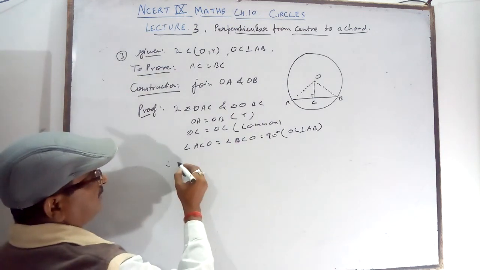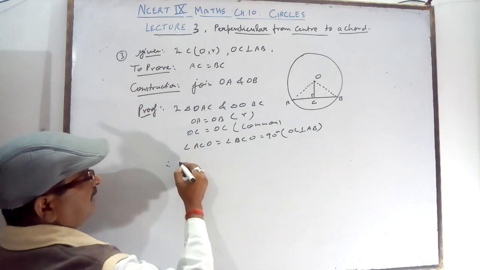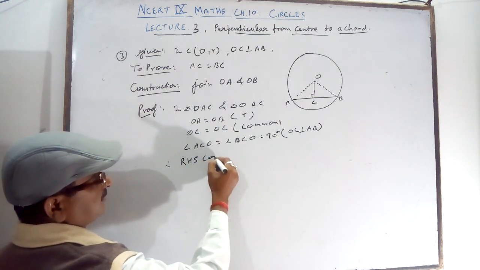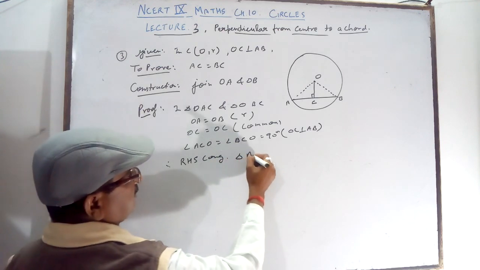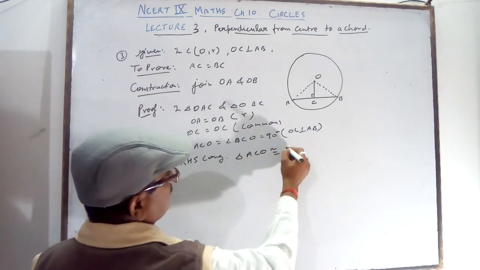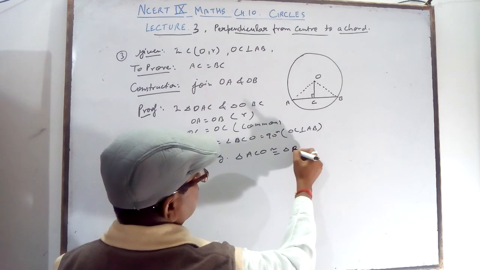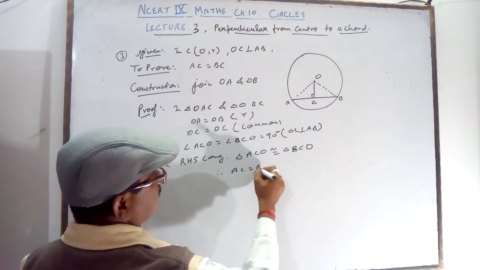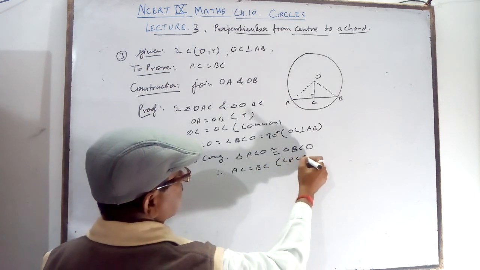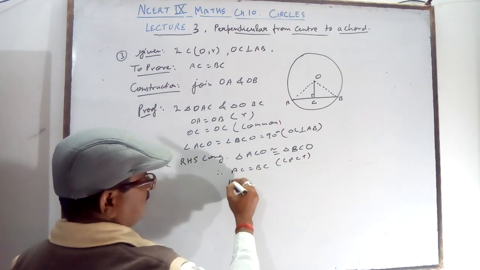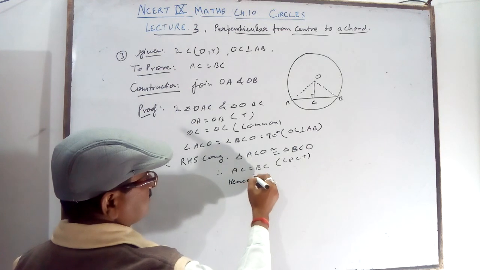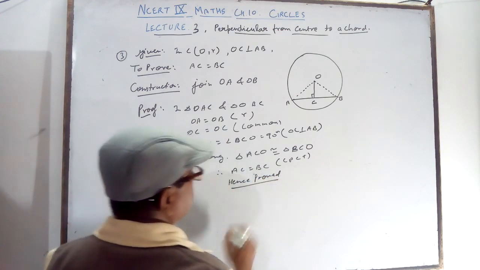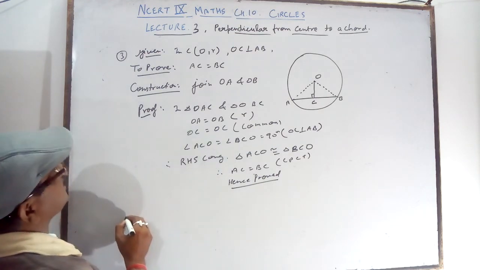So by right angle hypotenuse side congruency, triangle ACO is congruent to triangle BCO. So AC is equal to BC by CPCT. Therefore, the perpendicular from the center bisects the chord. It is proved that any chord perpendicular from the center is bisected.